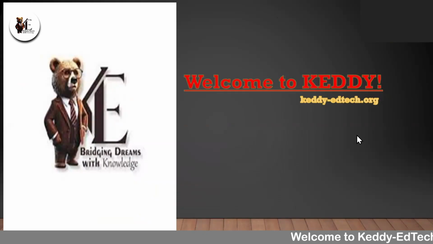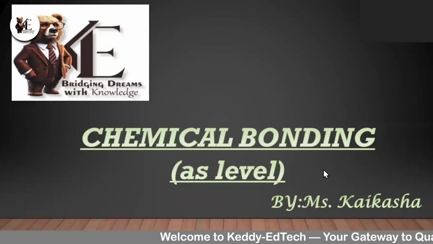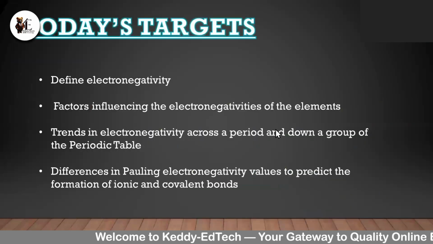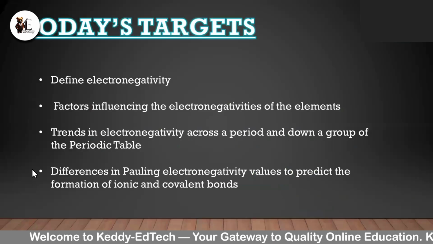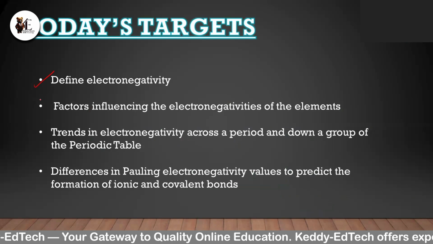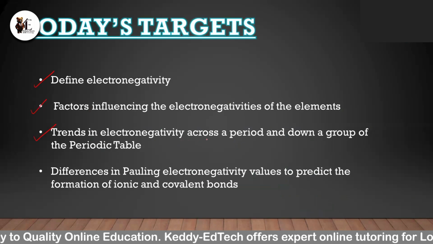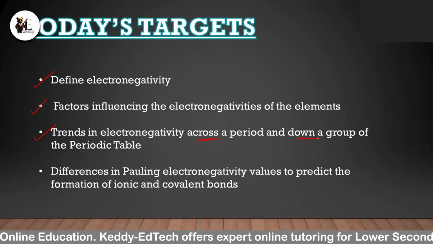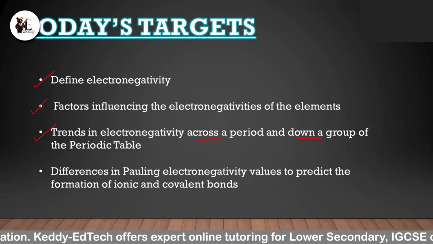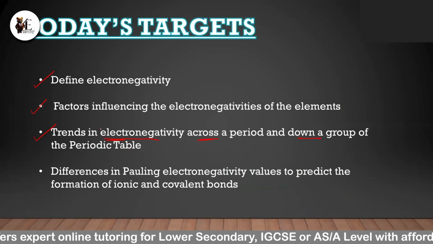Okay, so let's start the chapter chemical bond. Today we are going to discuss electronegativity and the factors which influence the electronegativity of the elements. We'll discuss the trends in electronegativity across a period, and down the group whether it increases or decreases. I hope you have heard about this term electronegativity in your previous IGCSE levels.